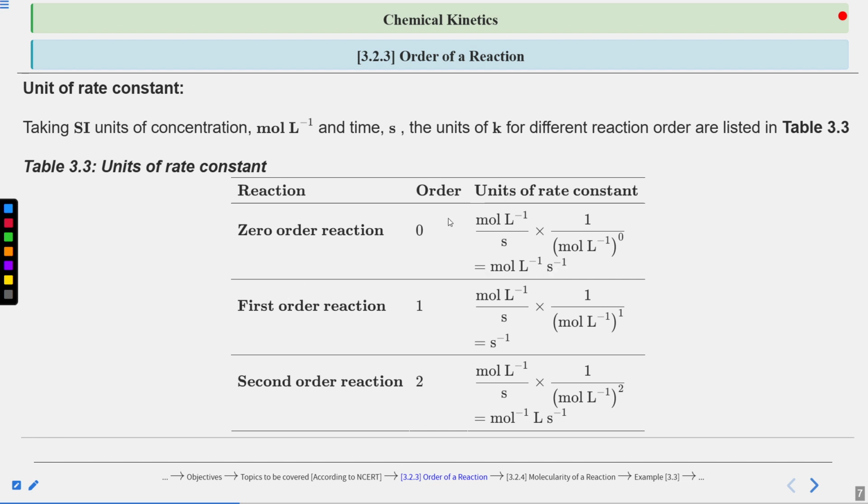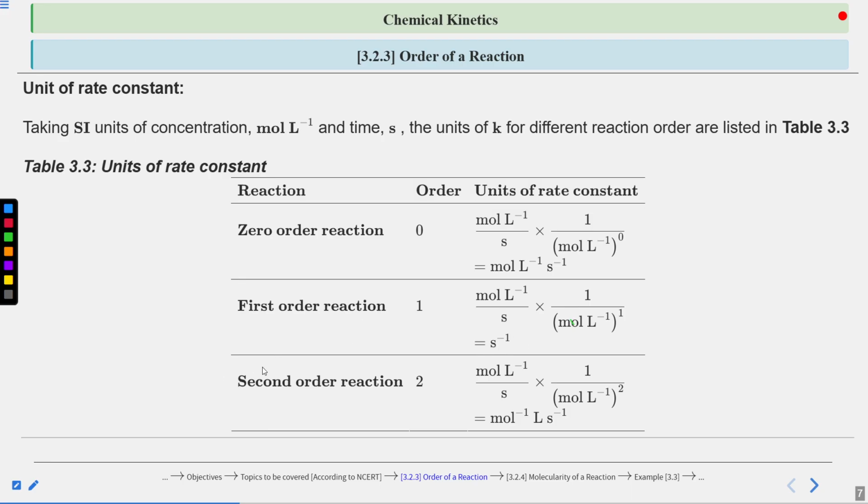For the first order reaction, the order is 1, because it is already given as a first order reaction. Now the units of the rate constant will be the rate unit, which is mole liter inverse per second, multiplied by 1 upon the concentration to the power 1, because it is a first order reaction. That means the sum of the powers is 1. That's why we have written the concentration to the power 1 in the denominator. When you solve this, it comes out as second to the power minus 1.